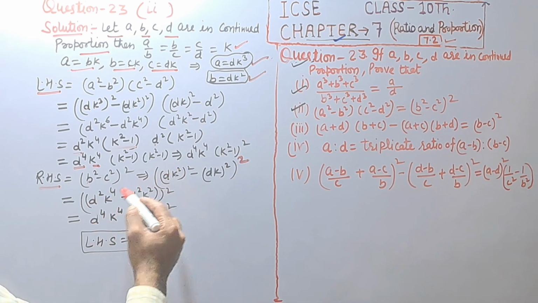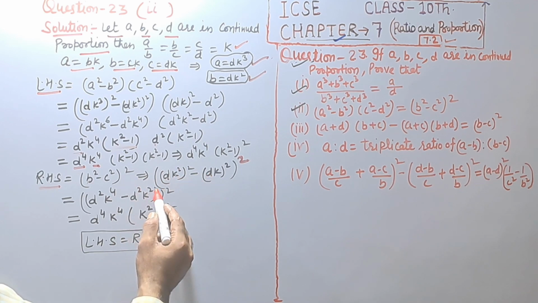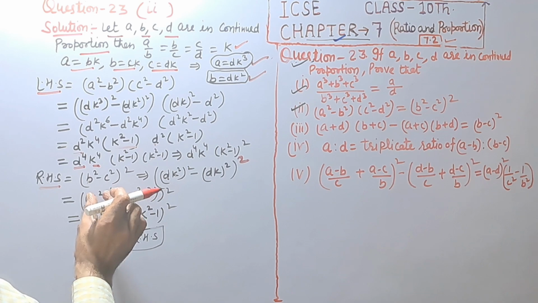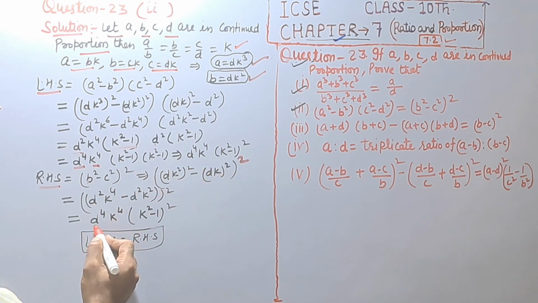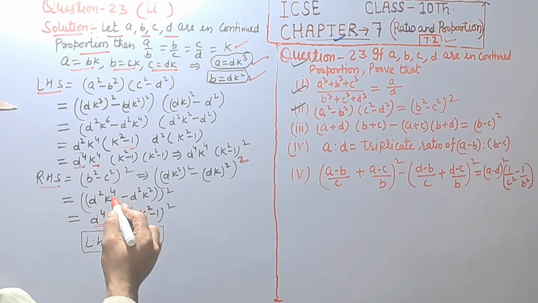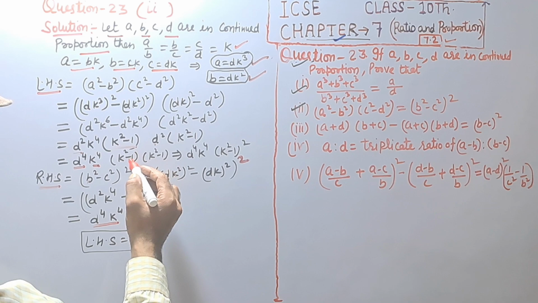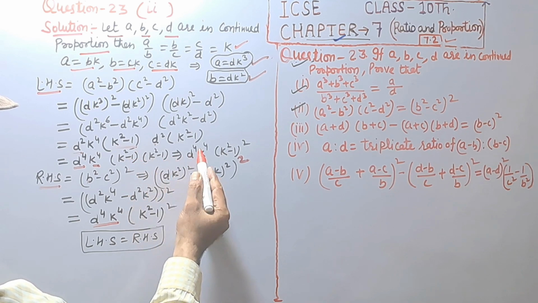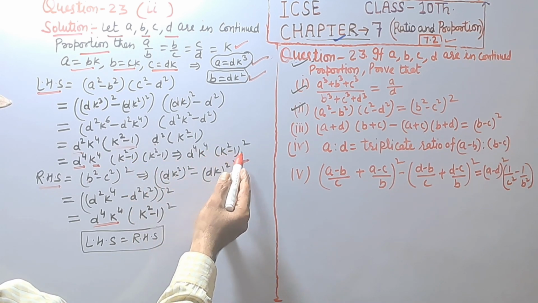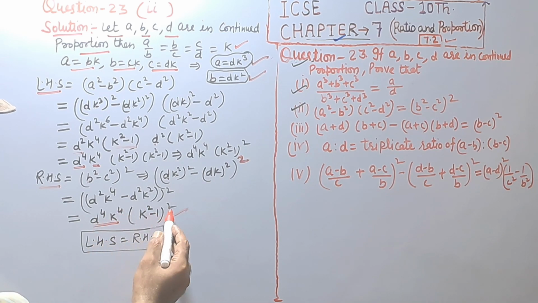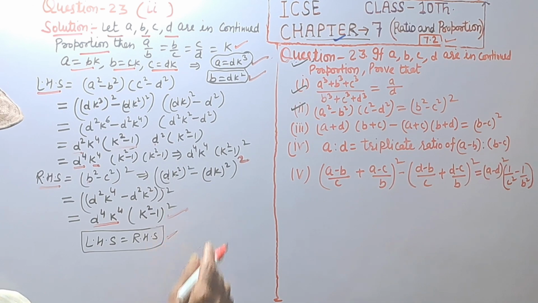d² k⁴ minus d² k², we are taking common d² k² whole raised to power 2, then we get d⁴ k⁴ and in bracket (k² − 1) whole raised to power 2. So left hand side is equal to d⁴ k⁴ (k² − 1)² and right hand side is d⁴ k⁴ (k² − 1)², hence proved.